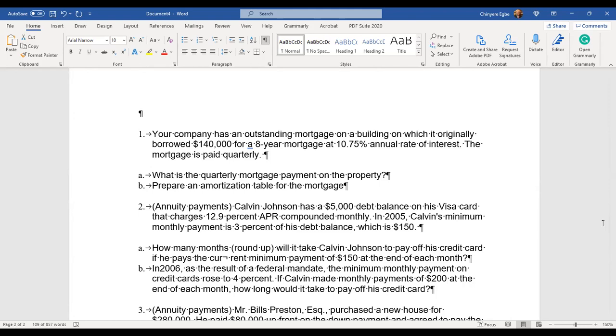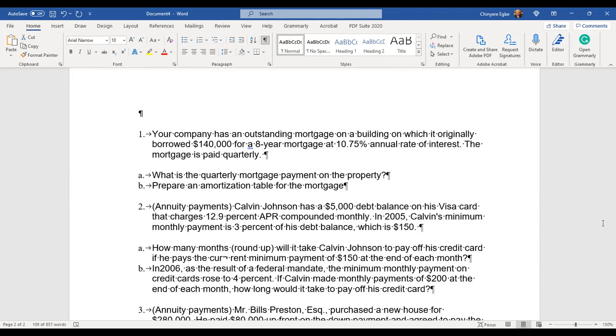Now we are dealing with some applications. Your company has an outstanding mortgage on a building on which it originally borrowed $140,000 for an 8-year mortgage at 10.75% annual rate of interest. The mortgage is paid quarterly. What is the quarterly mortgage payment on the property? Prepare an amortization table for the mortgage.